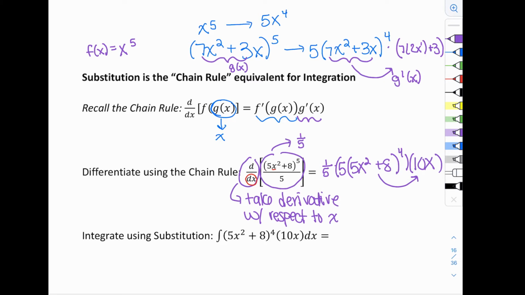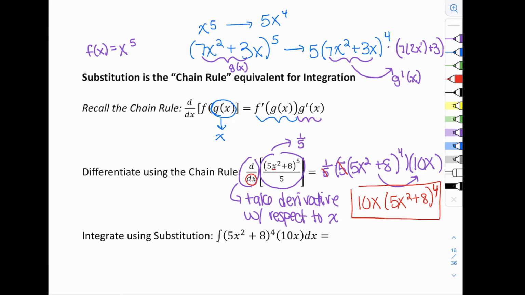So if I go ahead and simplify this, here we've got 1/5 times 5, so that can cancel out. So it ends up being 10x times 5x squared plus 8 to the fourth. And I would leave this as my answer. I can't distribute that 10x because of the exponent of 4. If I wanted to do that first, I would have to evaluate that exponent of 4 first, which would mean 5x squared plus 8 times 5x squared plus 8 times 5x squared plus 8 times 5x squared plus 8, and I don't want to do that. So this is going to be our simplified answer here.